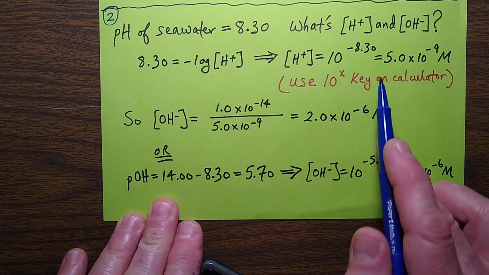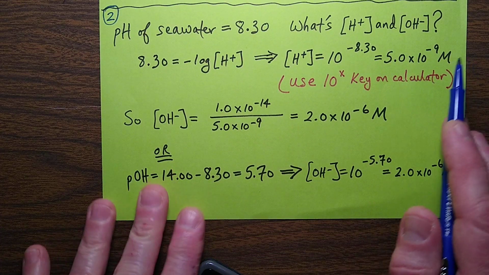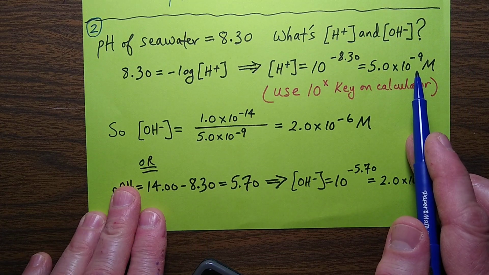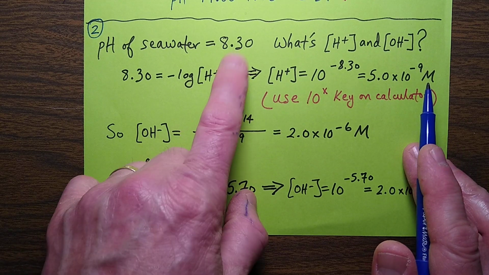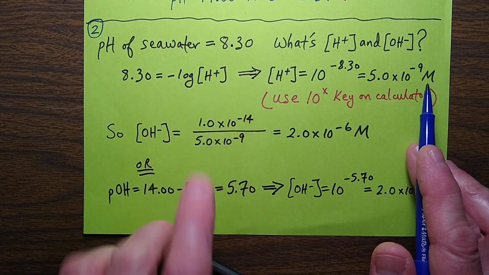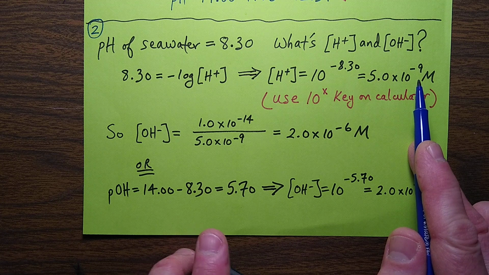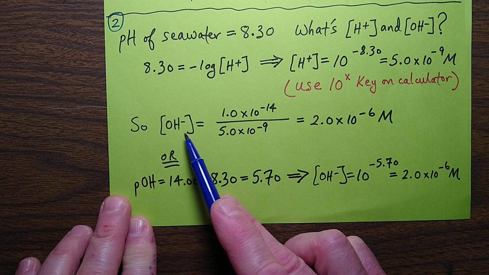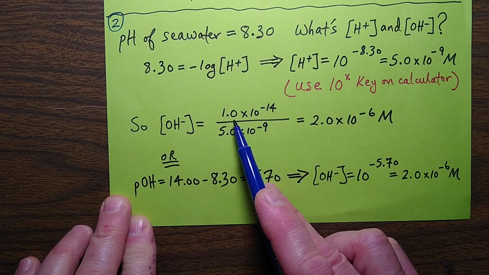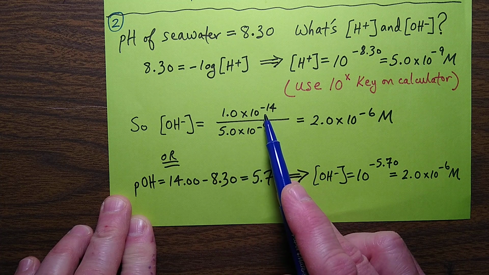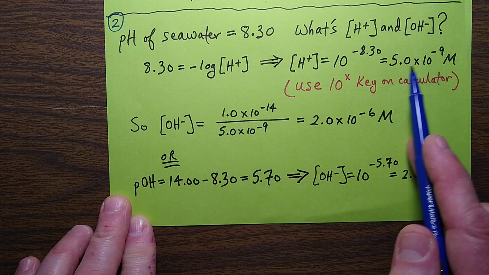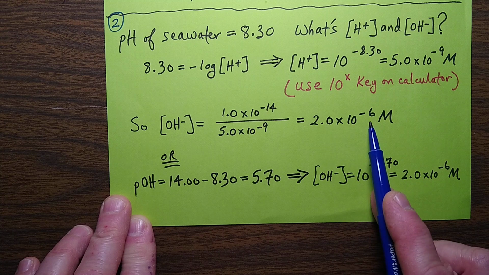And then, that's a number less than 10 to the negative 7th, so I know I must be in a basic solution, which I am. The pH is greater than 7, so that number is less than 10 to the negative 7th. And to get my OH, I can just divide the Kw, 10 to the negative 14th, by that number I just calculated, and I get 2 times 10 to the negative 6th.